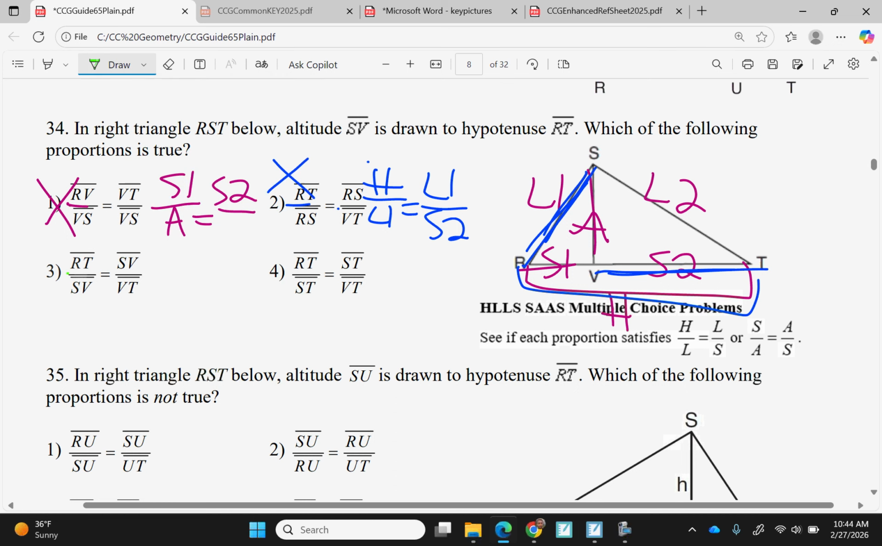All right, choice 3, RT, H over SV, A. Nope, there's no H over A.